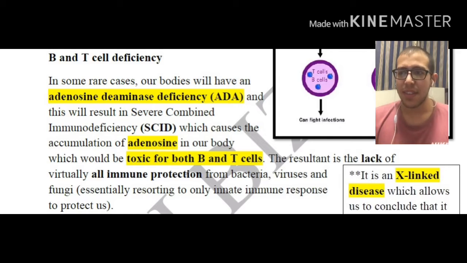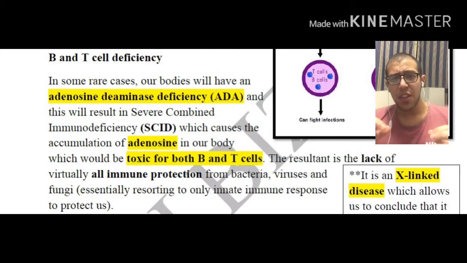Now, in some rare cases, our bodies will have an adenosine deaminase deficiency. This is due to the absence of this enzyme, called ADA, and it is going to be causing severe combined immunodeficiencies. Now, in here, we have to just focus on the point that when we mean combined, we talk about B and T cells.